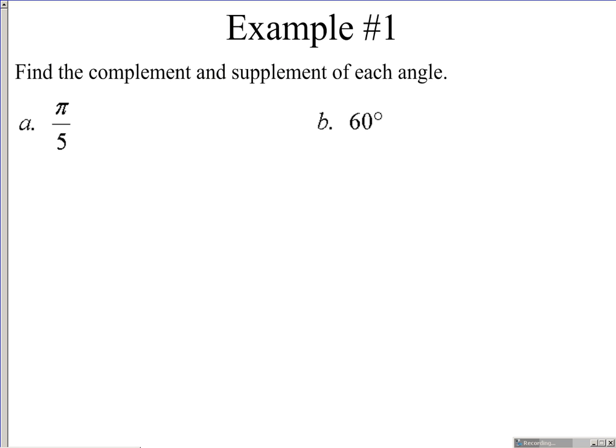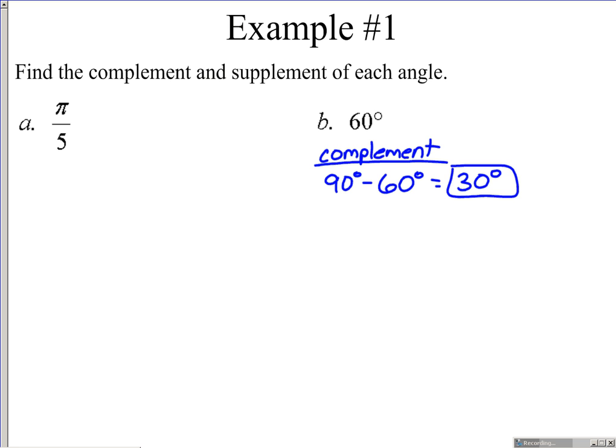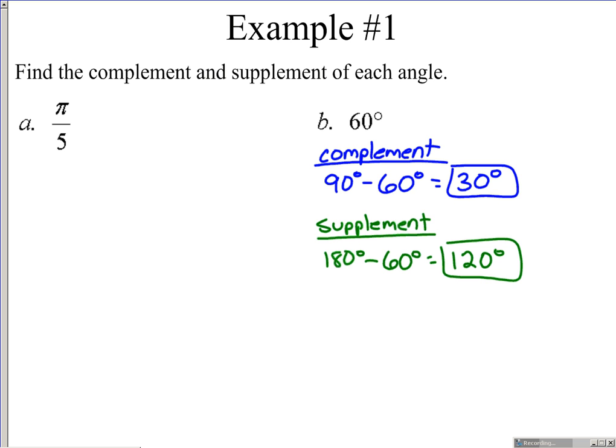Find the complement and supplement of each angle. I'm actually going to start over here with the degree one, so you're going to be more comfortable with that. So let's go and find the complement. Complementary angles, we know add up to 90 degrees. So if I want to find the complement, I'm simply going to subtract from 90. And our complementary angle is 30 degrees. If we want to find the supplement, supplementary angles add up to 180. So I'm simply going to subtract from 180. There's the supplement. Again, make sure you have a degree measure on those final answers.